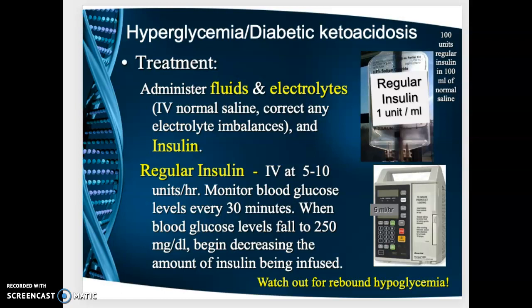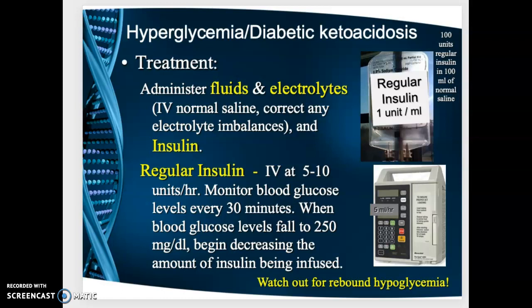Often it's going to be an IV of normal saline. We don't want to give them any IVs that have dextrose in them because their blood sugar is already high. And so usually normal saline is the most common one that we're going to give. And if they have any electrolyte imbalances, we want to correct that. And then we also want to start an infusion of insulin. And most commonly, the doctor is going to write an order for regular insulin through the IV.